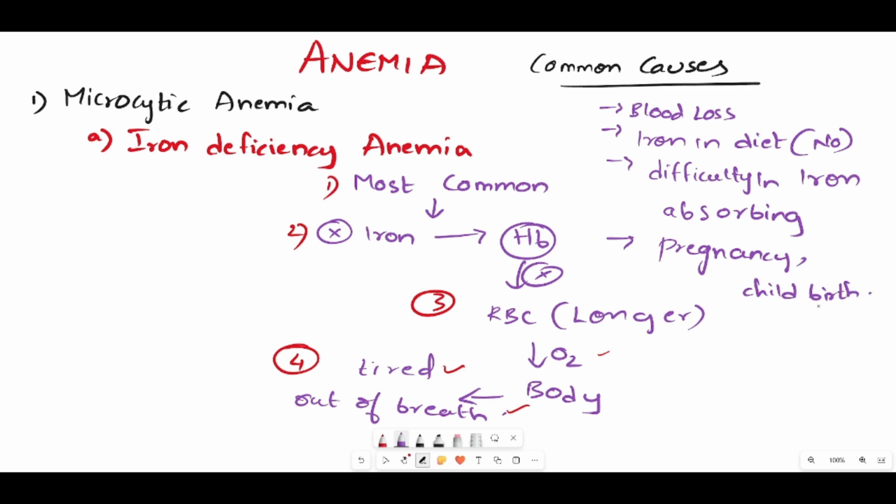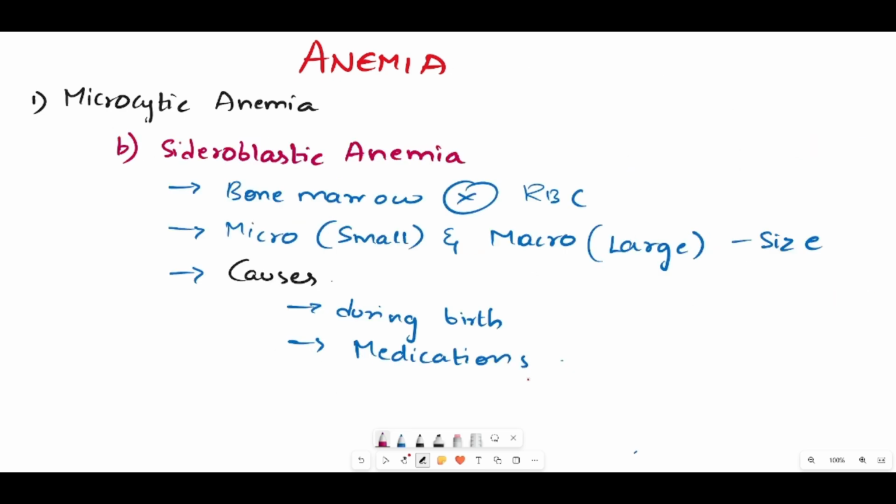Second type is sideroblastic anemia. This also comes under microcytic anemia. In this anemia, the bone marrow in the body is not able to make healthy RBCs. That means it will be making either small RBCs or large RBCs, micro or macro RBCs. This can occur because of different causes. Maybe the person is born with this condition, or it develops due to the use of certain medications. So these are the two important causes.